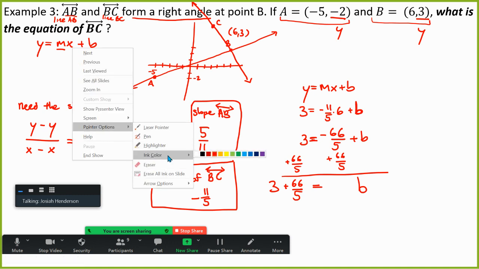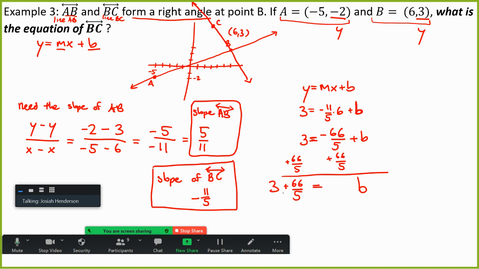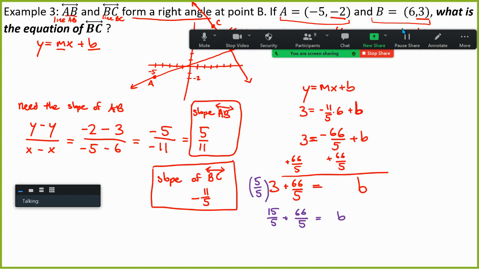Now, again, we have to have the 3 be a fraction over 5. So I'm going to multiply 3 times 5 over 5 like this. And we get 15 fifths plus 66 fifths. All right, and then add the 15 and 66. What is that? 81, 66 plus 15. 81 fifths is b.